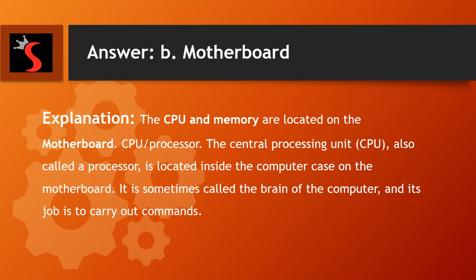Motherboard. Explanation: the CPU and memory are located on the motherboard. The CPU, the central processing unit, also called a processor, is located inside the computer case on the motherboard. It is sometimes called the brain of the computer, and its job is to carry out commands.